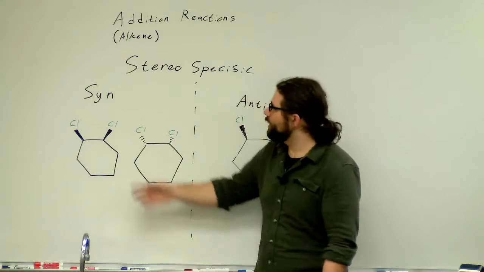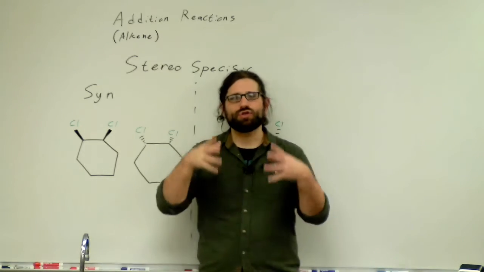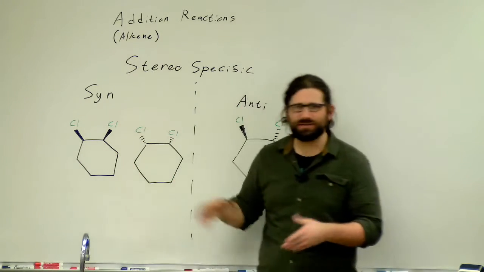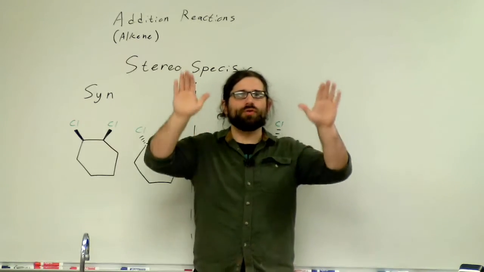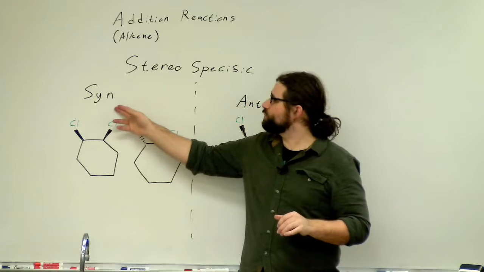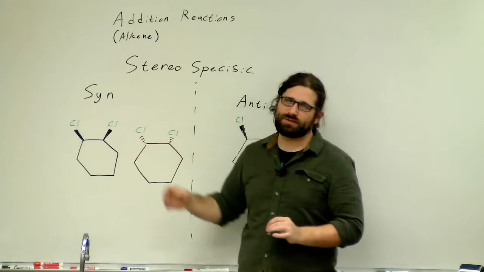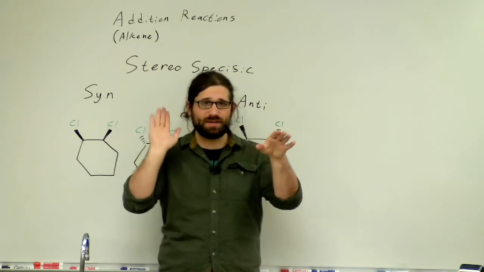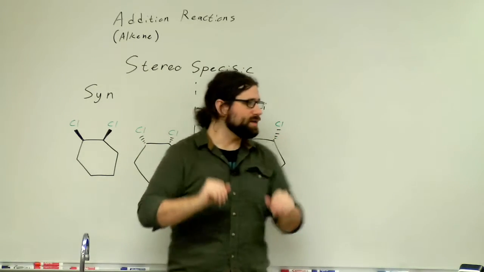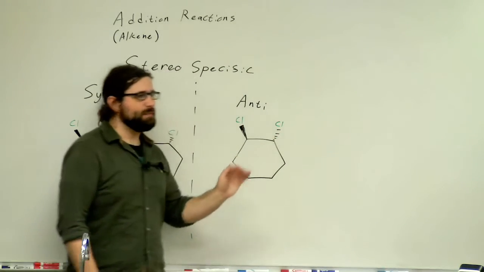So if I've got chlorine being added to an alkene, a cycloalkene, cyclohexene, and both come forward or both go backwards, this would be syn products. If I have them going one way or the other, it doesn't matter which way it is, as long as they're going opposite ways, it would be the anti product.